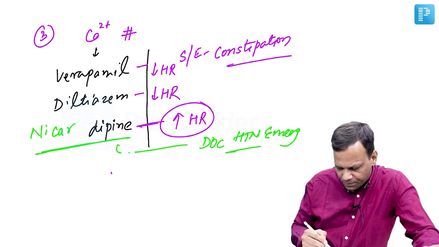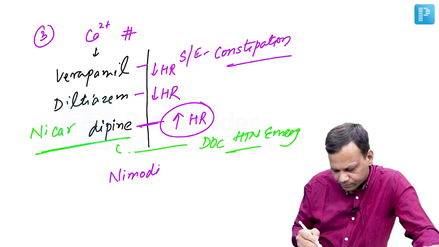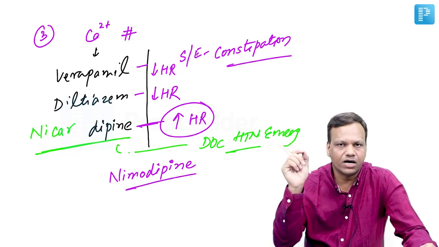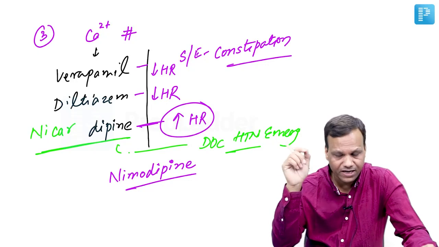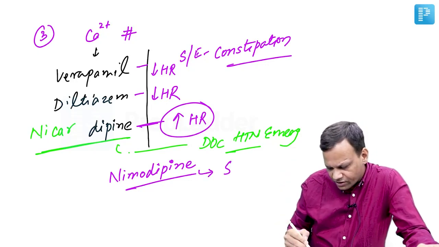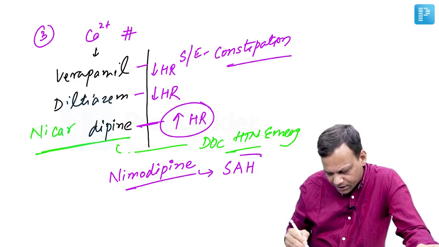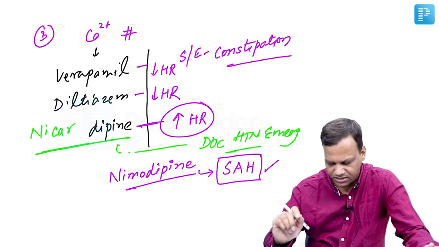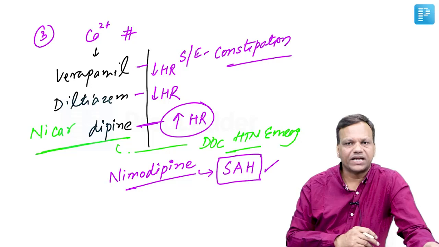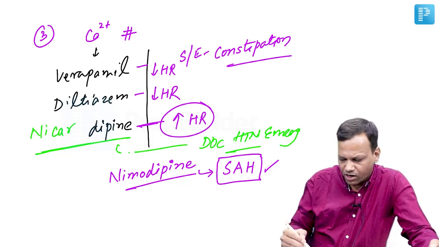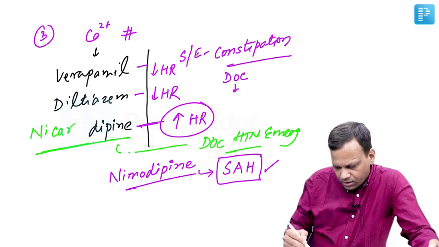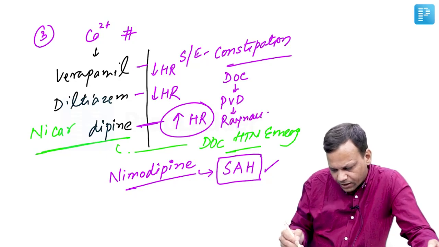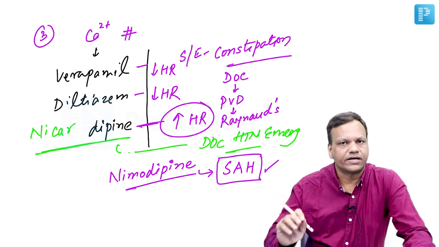Okay, there is one more dipine called nimodipine. Nimodipine is a cerebroselective calcium channel blocker. It mainly dilates blood vessels in the brain. So it is used to reverse the vasospasm in subarachnoid hemorrhage. This is a commonly asked question: which calcium channel blocker is used in subarachnoid hemorrhage? It is nimodipine. Now, apart from hypertension, calcium channel blockers are the drug of choice for the peripheral vascular disease called Raynaud disease.